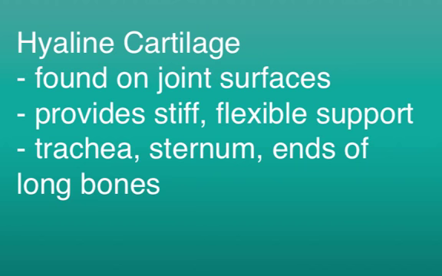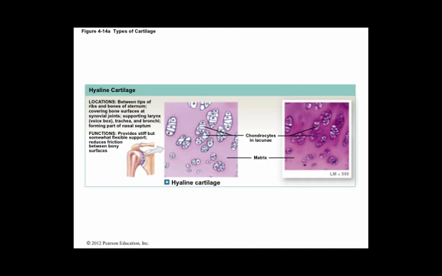Hyaline cartilage provides stiff yet flexible support for areas such as the trachea or the sternum. It is also found on the ends of long bones and helps to reduce friction between the bones. The chondrocytes are often grouped together in 2 or more and form a straight outline when in contact with each other. In hyaline cartilage, protein fibers are large and predominantly collagen.